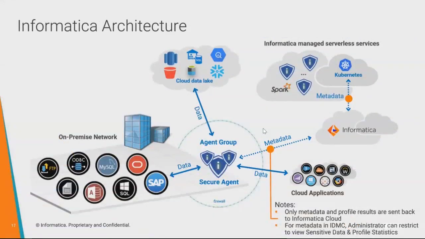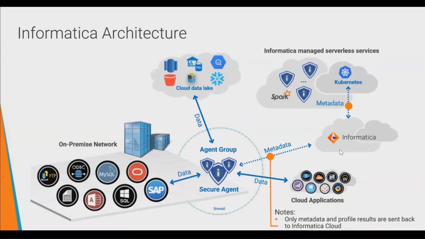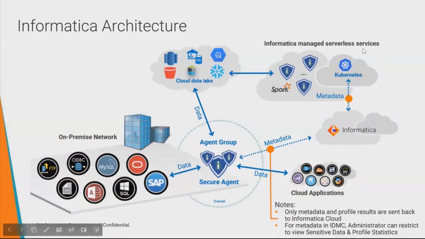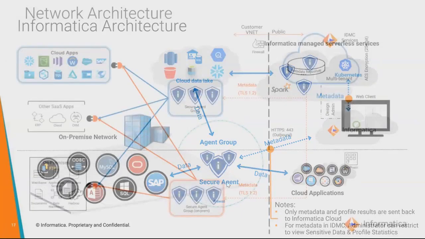Here's a typical Informatica architecture having the IDMC cloud platform interacting with on-premise data sources, cloud data sources, or other cloud applications via the secure agent or agent group. The Informatica managed serverless services are leveraged based on elastic or serverless requirements for the respective cloud sources. Only metadata and profile results are sent back to Informatica Cloud. For metadata in IDMC, the administrator can restrict viewing of sensitive data and profile statistics.